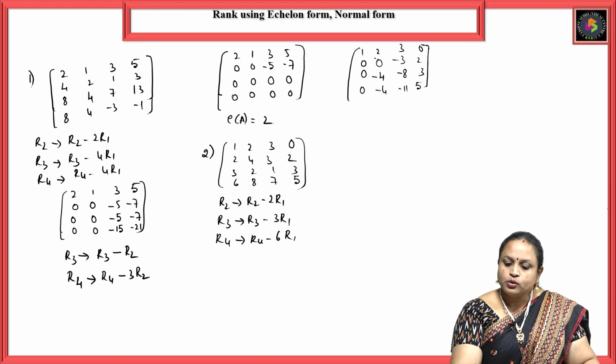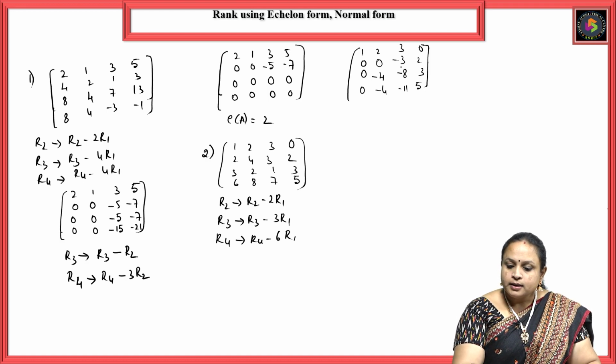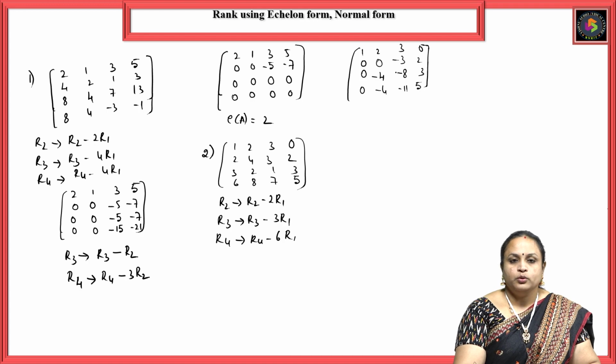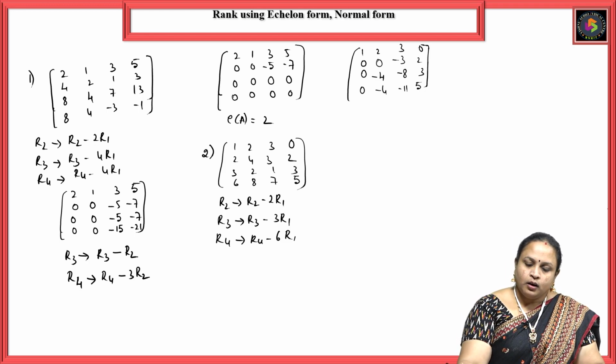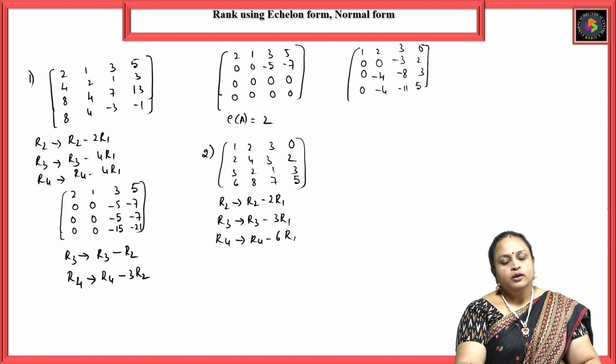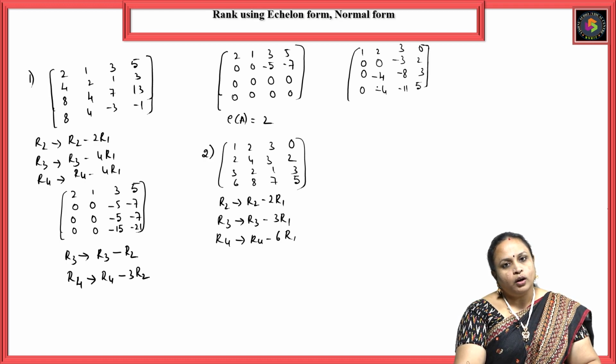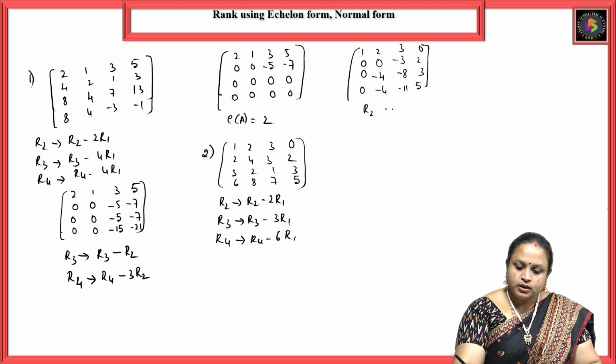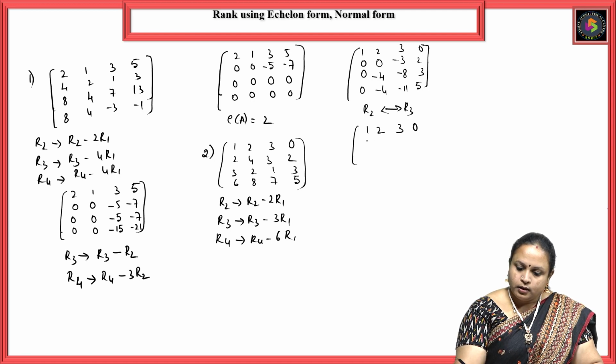Now, you see, in the first row, before the non-zero element, there are no zeros. In the second row, before the non-zero element, there are 2 zeros. So, in the third row, we should have 3 zeros. So, let us make these two elements as zeros. Or otherwise, let us do one thing, we will interchange row 2 with row 3 so that the number of zeros will be constantly increasing. Now, let us interchange row 2 with row 3, then you will get 0, minus 4, minus 8, 3, 0, 0, minus 3, 2, 0, minus 4, minus 11, 5.